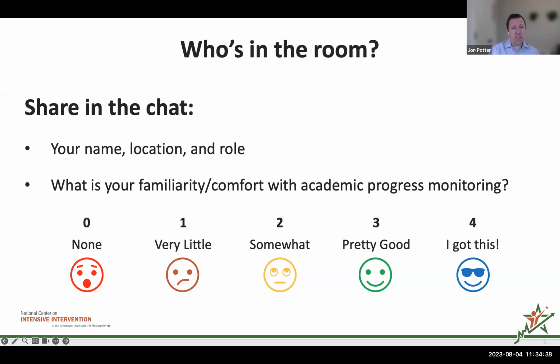Just like the opening session, if you were at that, we did this activity. The questions are a little bit different, but I would like you to share in the chat your name, your location, your role, and what's your familiarity or comfort with academic progress monitoring. So 0 meaning we don't do it, I don't know what it is, versus 4 is we do it all the time, I could give this session because I know a ton about academic progress monitoring, or somewhere in between.